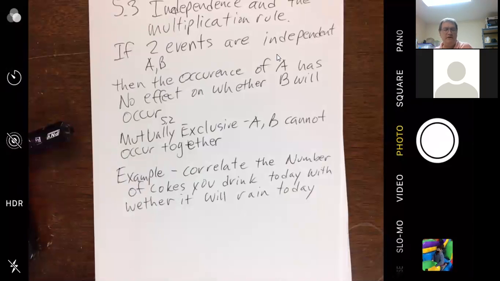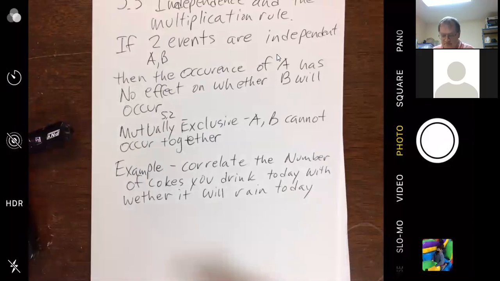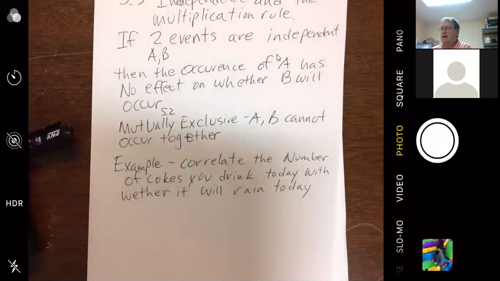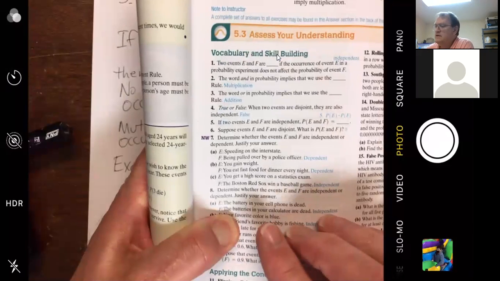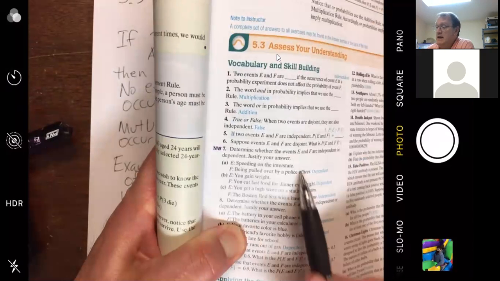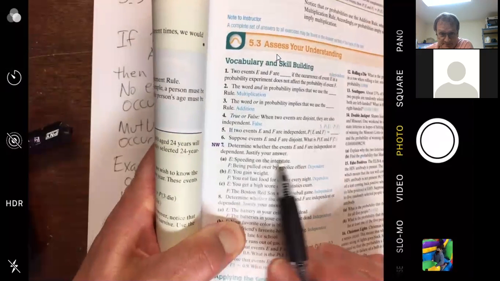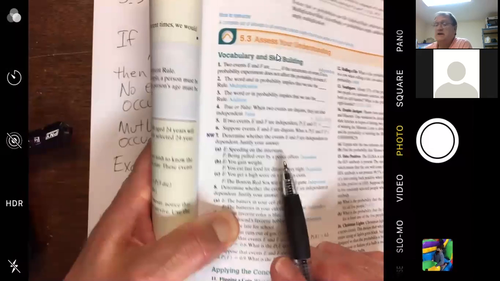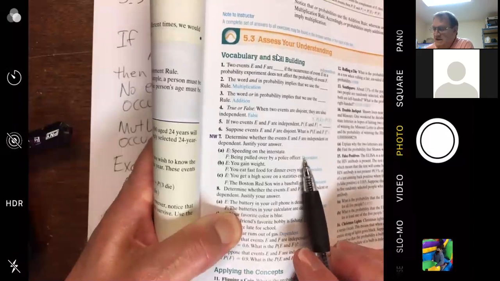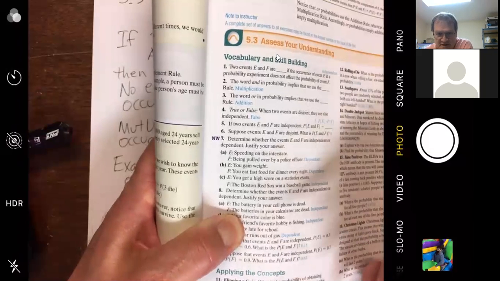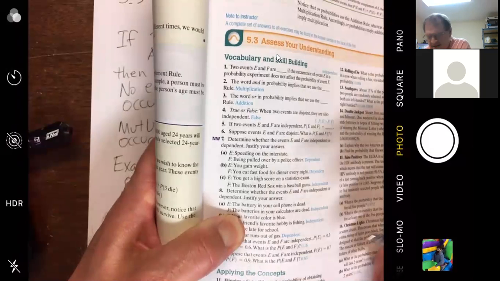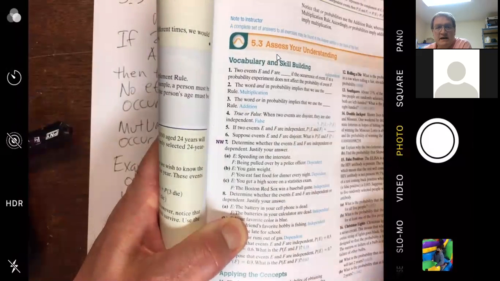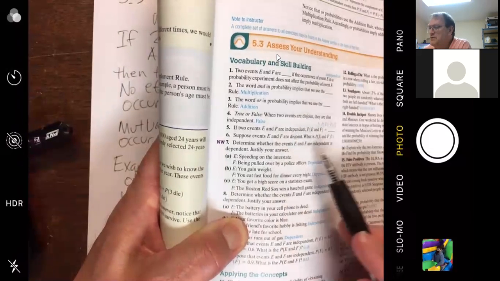Just to give you some more examples, I didn't really put these in the practice, but here are more examples from 5.3. Say number 7. Determine whether these events are independent. Speeding on the interstate, being pulled over by a police officer. I think there's a connection. The idea is, do you see a connection between these two events? Do you think if you're speeding on the interstate, you're more likely to be pulled over by a police officer? If there's a connection, then they're dependent.